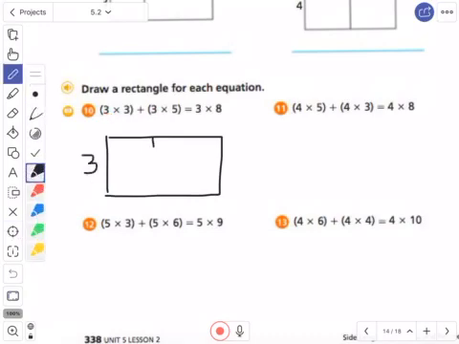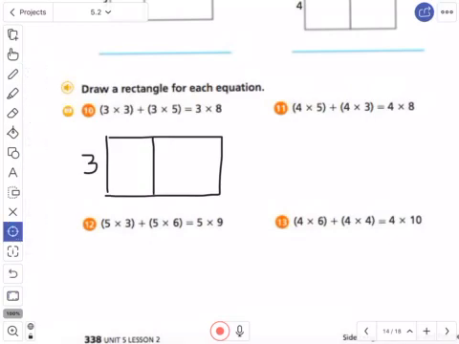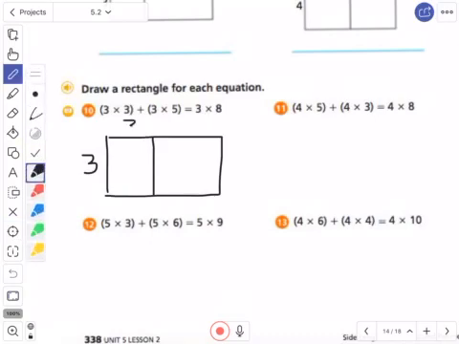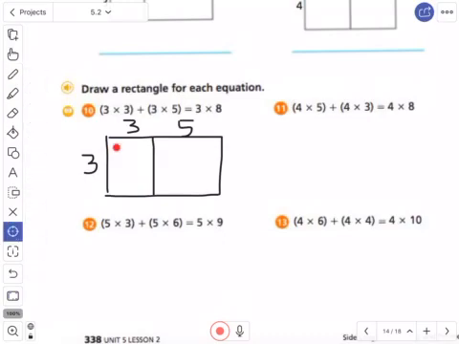Then I'm going to just draw a line here. And the reason why I didn't draw my line in the middle, I drew it a little bit closer to this side actually, because if I look at this, it's 3 times 3 and then 3 times 5. So this first part is going to be the 3, and that 5 there is a little bit longer, so I'm going to want to do it that way. And that's all you have to do. You just have to draw those two parts.